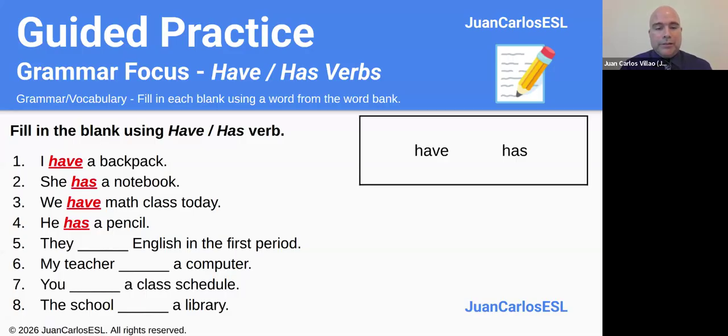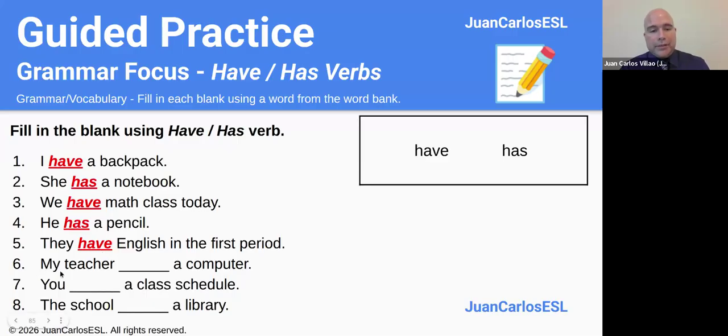Number 5, they blank English in the first period. They have English in the first period. Okay, they have English in the first period. So when the subject is plural and third person, we also have to use have as our verb. They have English in the first period.